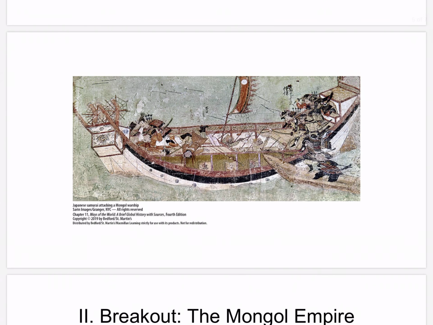All right, the Japanese samurai attacking a Mongol warship. So the Mongols are best known for the remarkable military victories that gave them one of the largest empires in history, but they experienced stunning defeats as well. None was more dramatic than the failed invasion of Japan in 1281. The armada assembled by the Mongols for this campaign was one of the largest in history, comprising thousands of ships and as many as 140,000 sailors and soldiers.